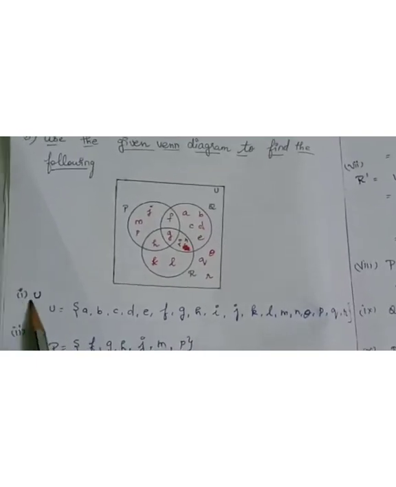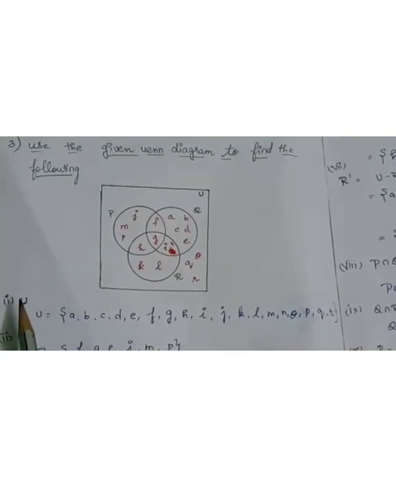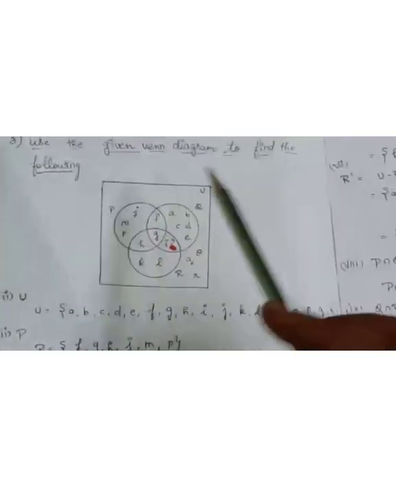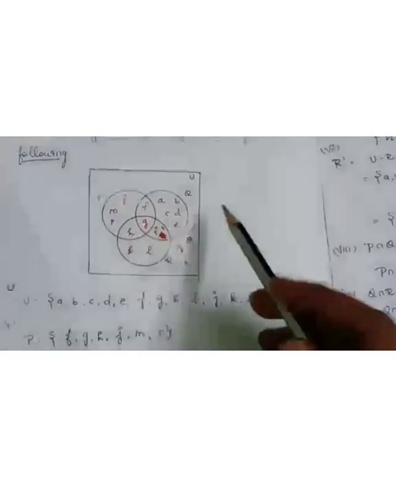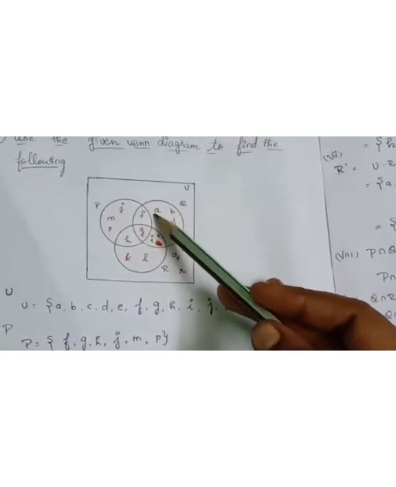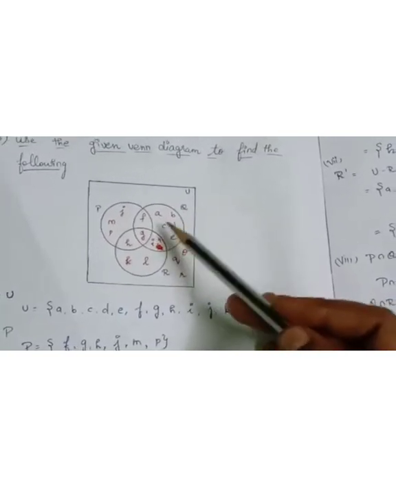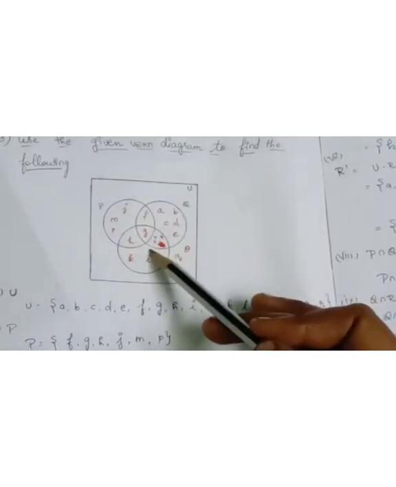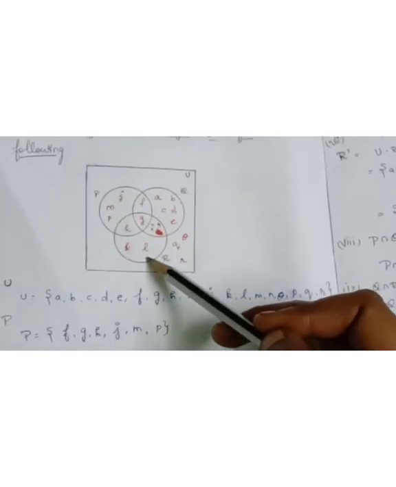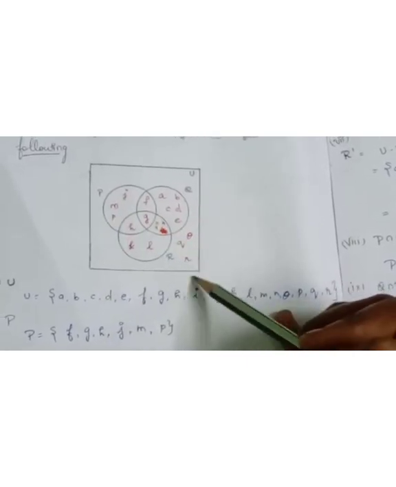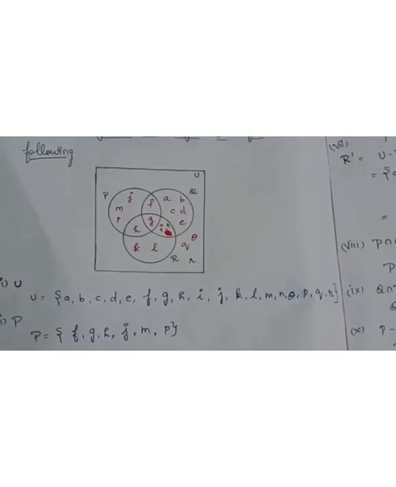First of all, the first is the universal set. The universal set is nothing but everything inside the box, including the sets also. So every element is in the universal set. So in order you write this. First of all, these are alphabets, starting from A: A, B, C, D, E, F, G, H, I, J, K, L, M, N, O, P, Q, R. So this everything is the universal set.